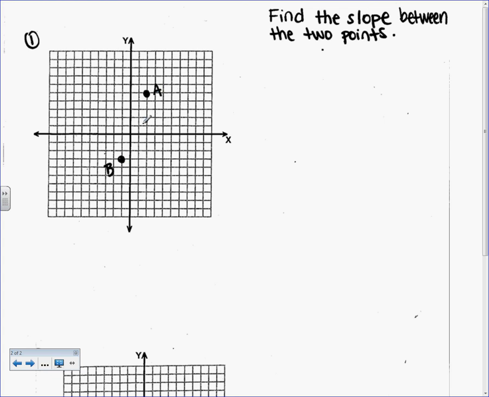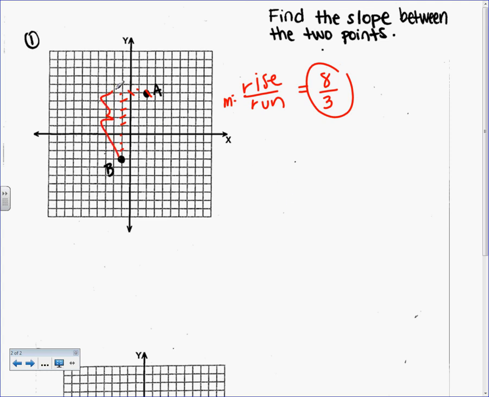You start wherever you want. If you want to start with b, fine. If you want to start with a, fine. Typically, I don't know why, but I start with the one that's farther down. So I'm going to rise and then I'm going to run. I'm going to rise 1, 2, 3, 4, 5, 6, 7, 8. I went up 8, so it's a positive. I'm going to run 1, 2, 3. And I went to the right, so that's positive. 2 positives stay positive, and I can't reduce it. So my slope is 8 over 3.